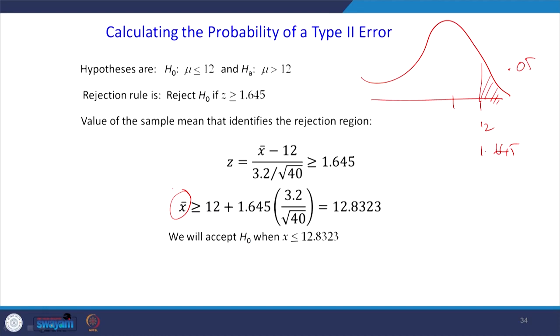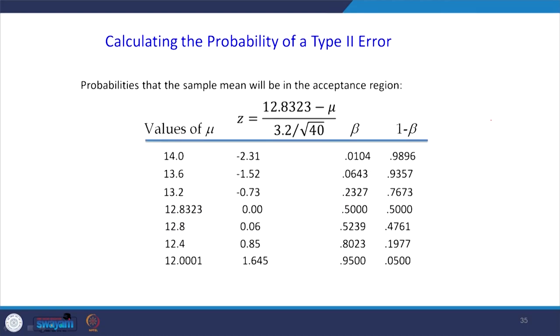So, what will happen? We will accept H naught when the value of x bar is below 12.83. So, this value is 12.83. If any value goes that side, we will accept H naught. If anything goes below this, we will reject it. So, what will happen here?